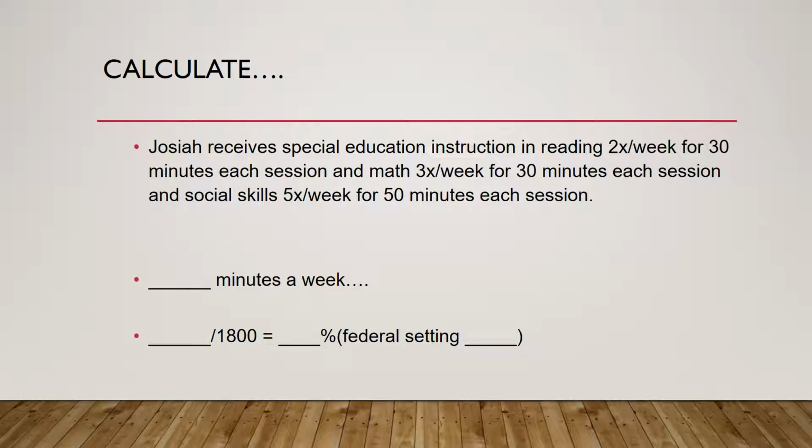Josiah receives special education instruction in reading 2 times a week for 30 minutes each session, and math 3 times a week for 30 minutes each session, and social skills 5 times a week for 50 minutes each session. So you're going to add up all of those minutes because they are away from non-disabled peers. That's going to give you your total minutes per week. You divide that from 1,800 and that will give you your federal setting.